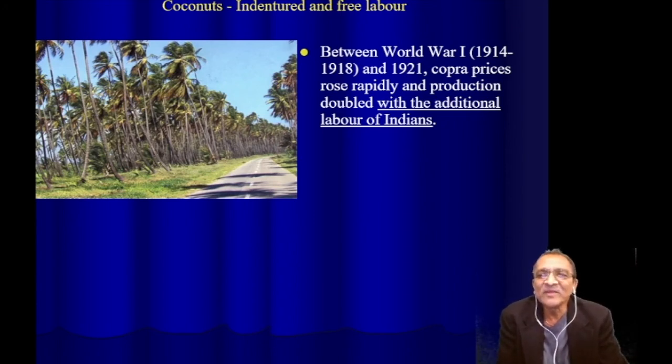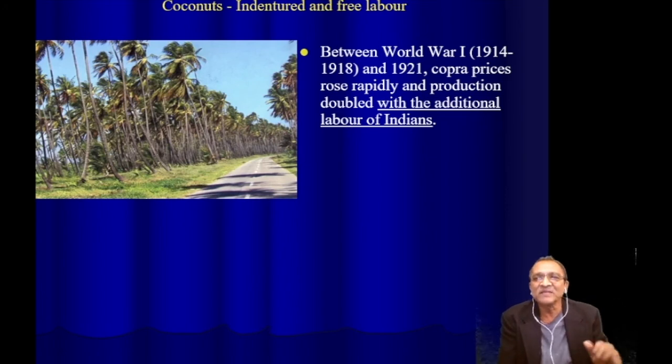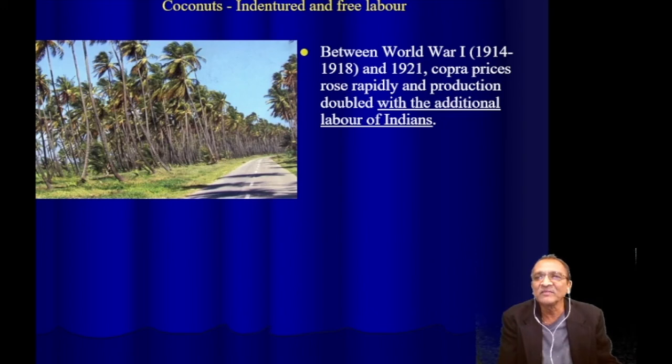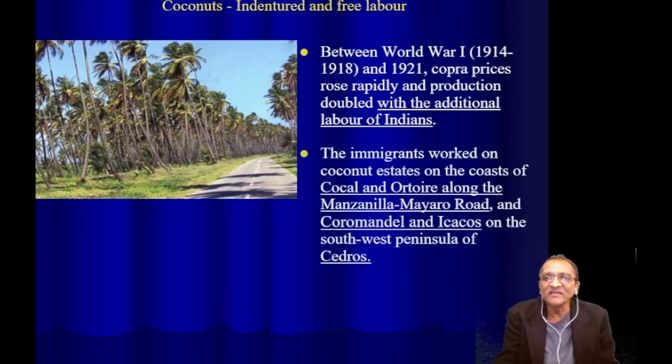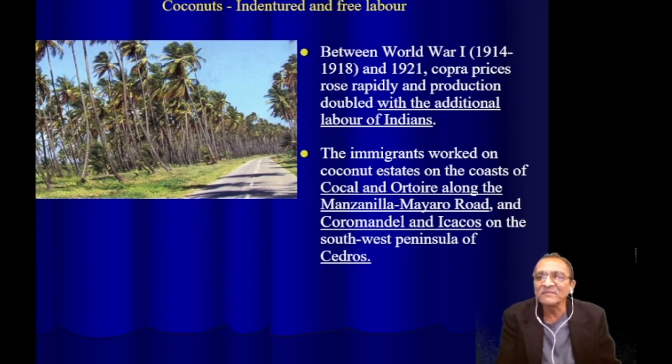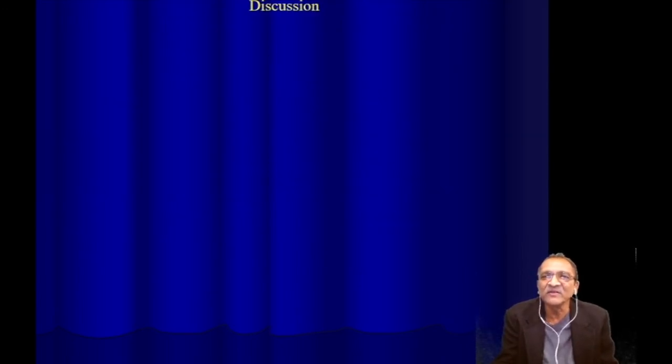Many of them were indentured directly to these estates. Sometimes they were re-indentured, but they were also free laborers, free Indian laborers, ex-indentured immigrants who worked in these plantations. And their work was very hard and they were exploited. So these estates, coconut estates, still exist, abandoned, of course, in the Manzanilla-Mayaro Road. If you are driving, you would see them. This is a recent photo, and in the Cedros area.